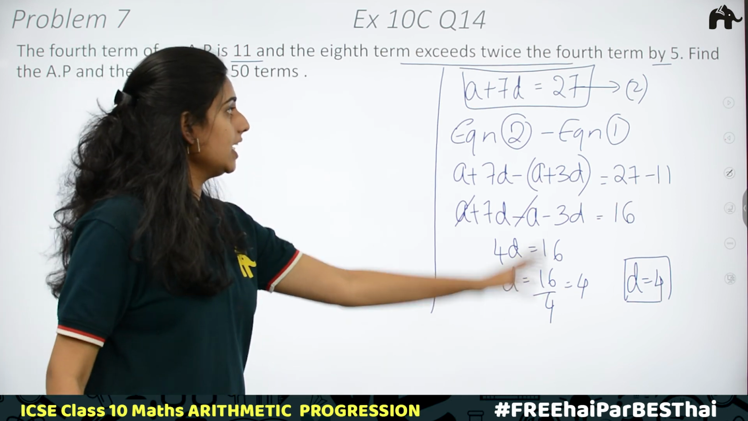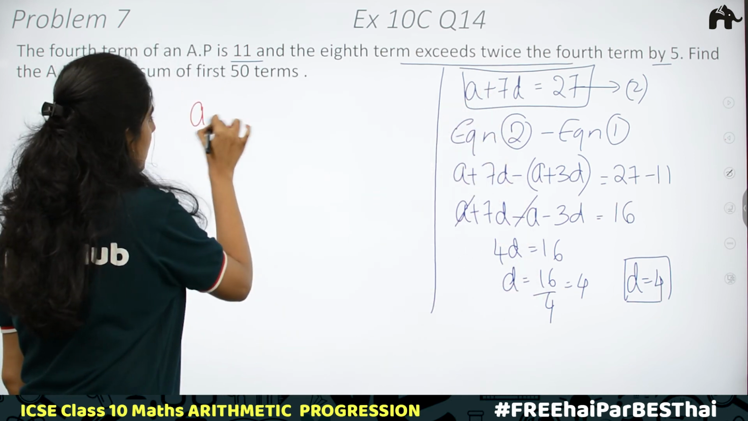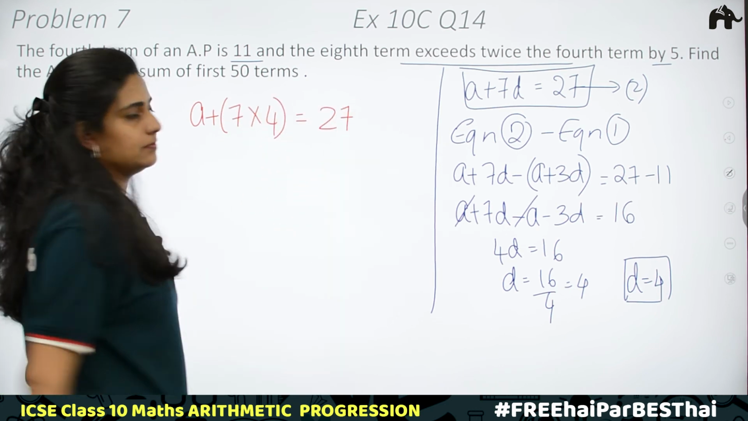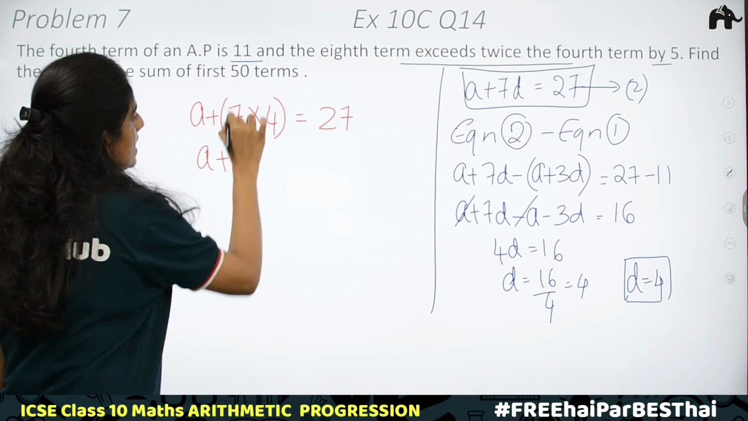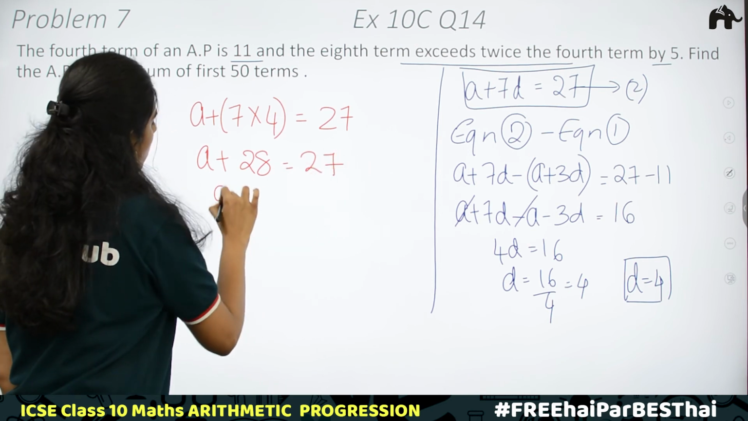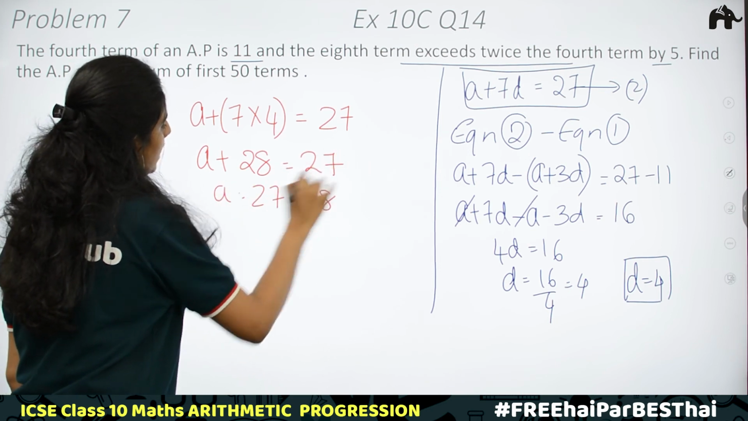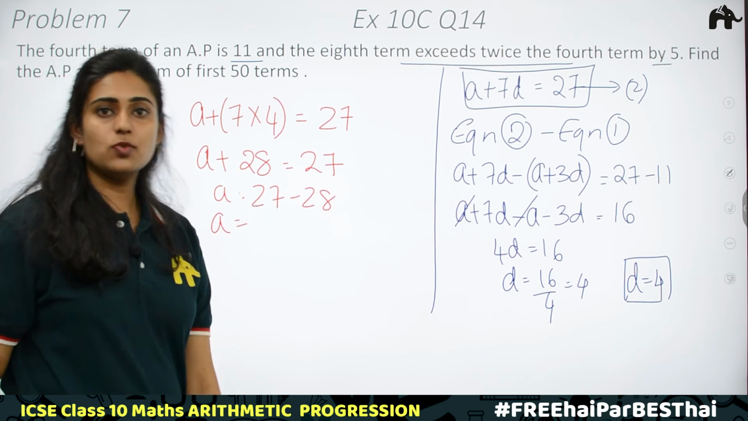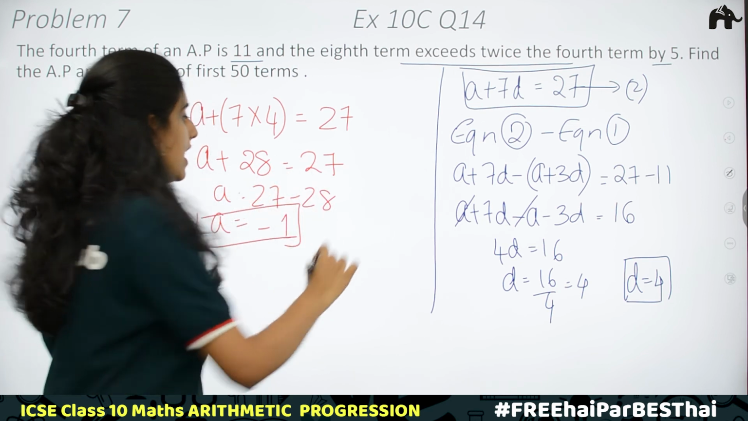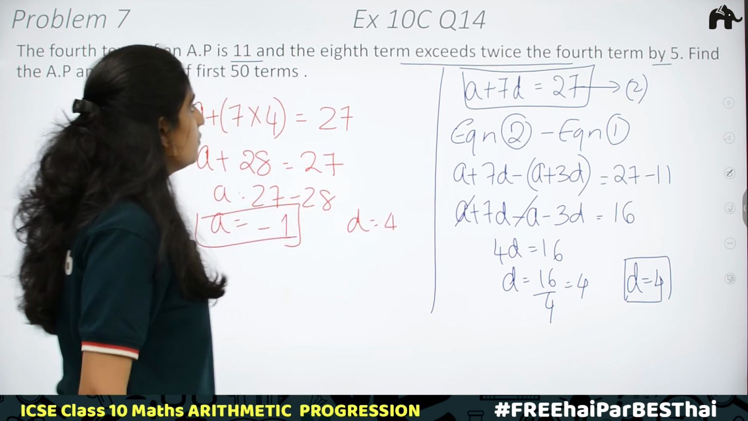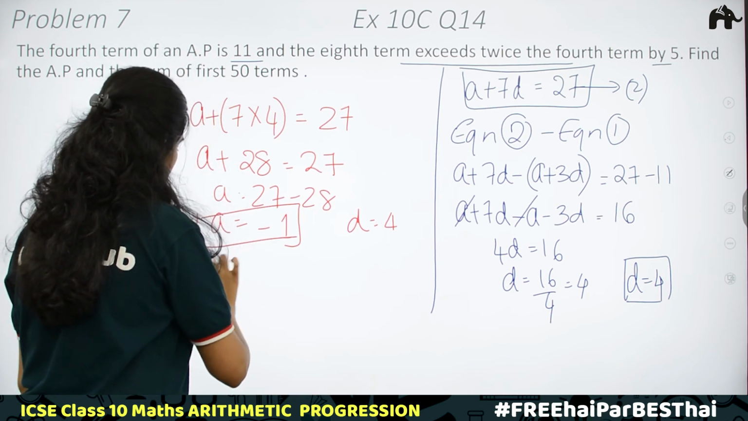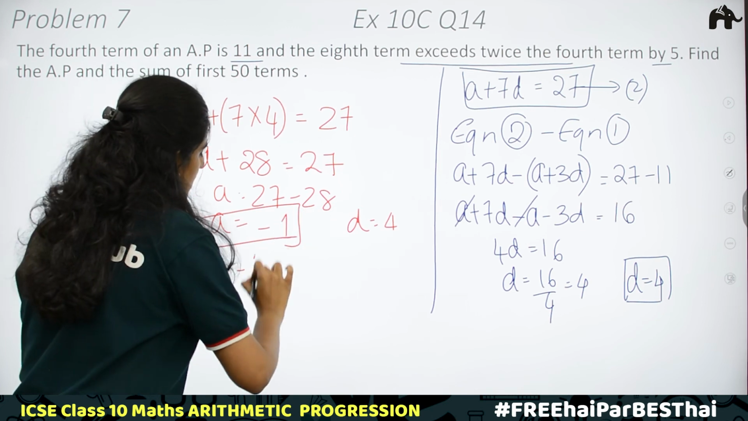Now we have to find A. Substituting the value of D in equation 2, we get A plus 7 into 4 is equal to 27. That is A plus 28 is equal to 27, or A is equal to 27 minus 28. A is equal to minus 1. We got the value of A as minus 1 and we have D is equal to 4. So, first thing we have to find the AP. First term minus 1.